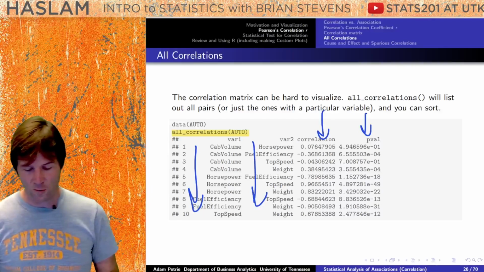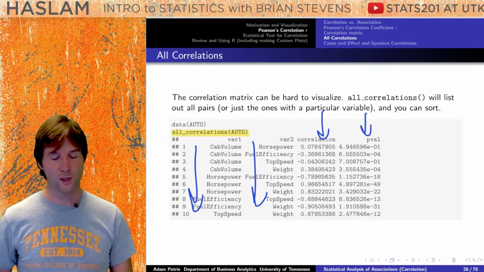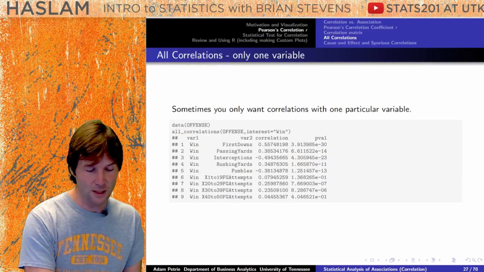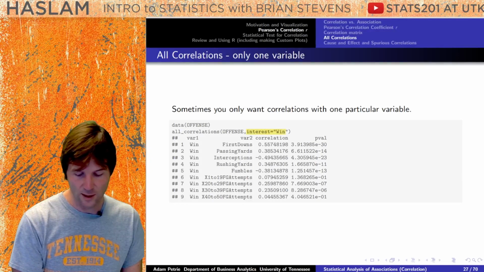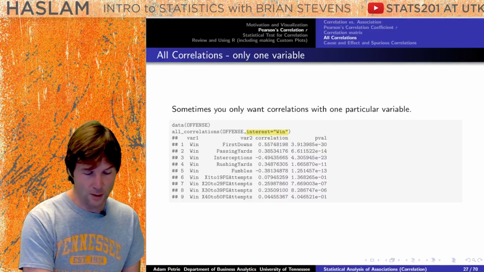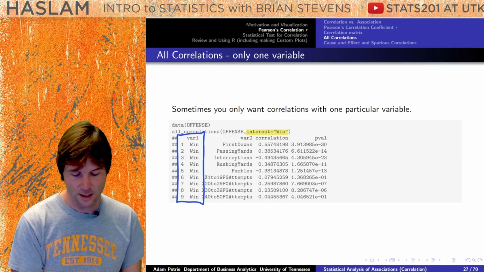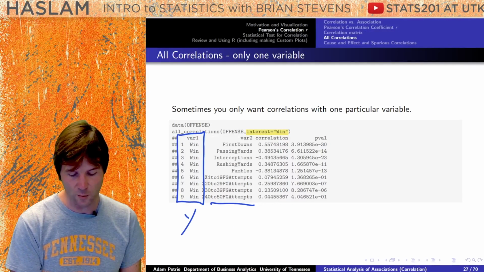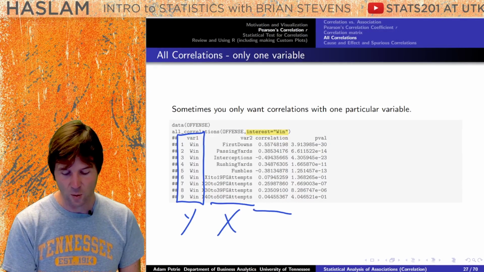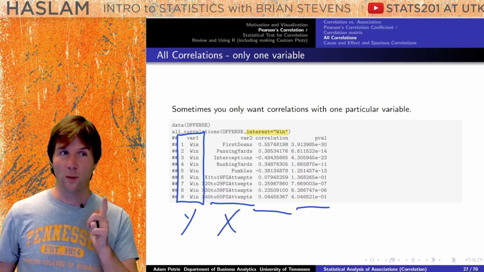But this is a little bit hard to read right now, so let's make it easier to read. We can add in the argument interest. Now, interest equals, and it has to be in quotes, the variable you want to think about. Now notice that we only see wins right here within the offense data set, and then the other variables right here. So this would be your Y, this would be your X, and then we have the correlations and the p-values. But we can do better.